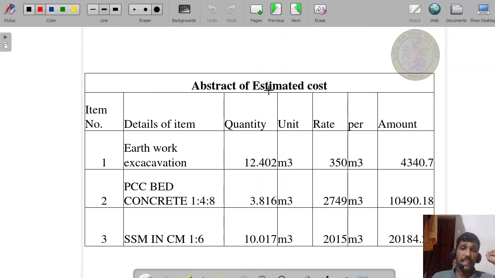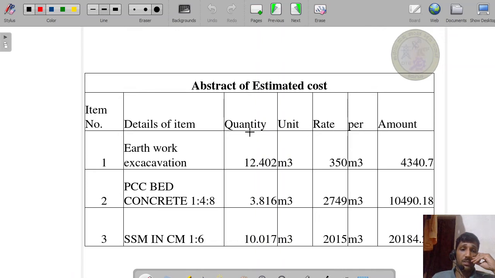Now after calculating the quantities of the items, by assumed rate, we have to calculate the abstract of estimated cost also. Each item, from the execution point of view, how much amount is required, that one we are going to calculate now. This table is known as the abstract of estimated cost. This table was already studied in the first unit itself.